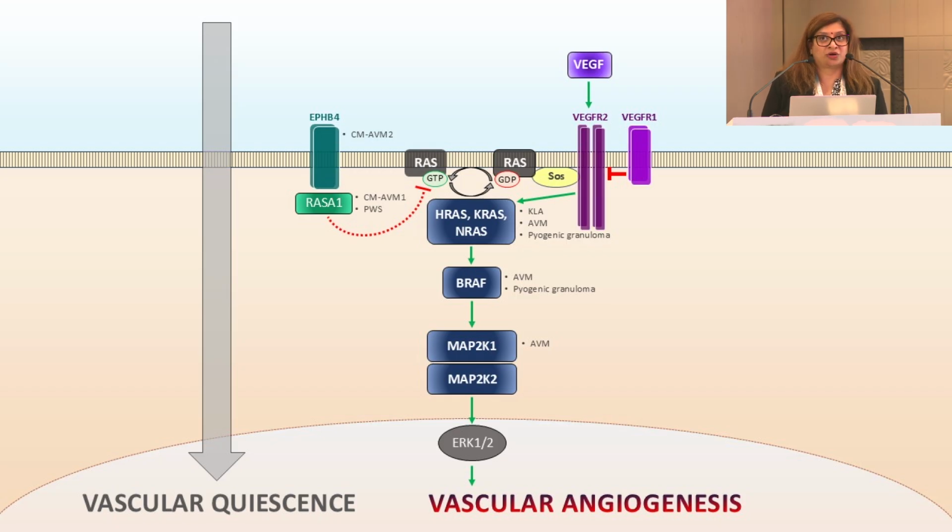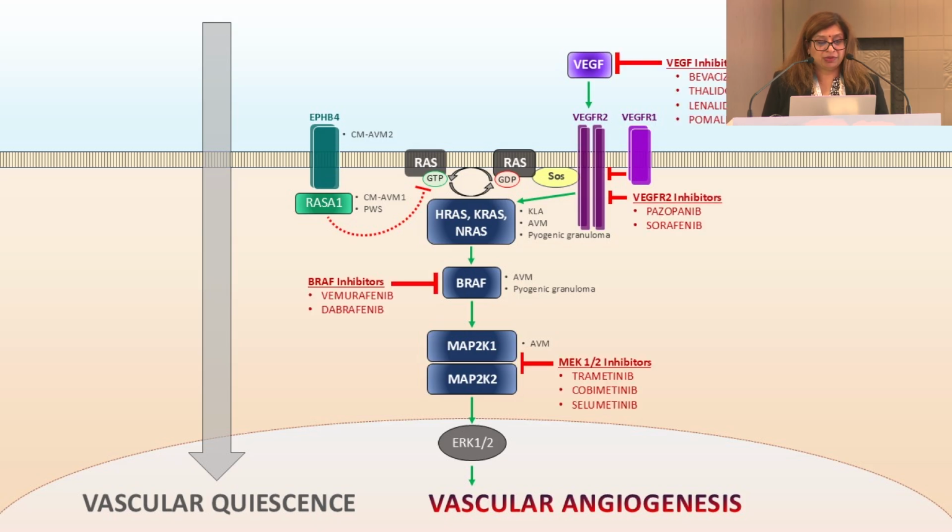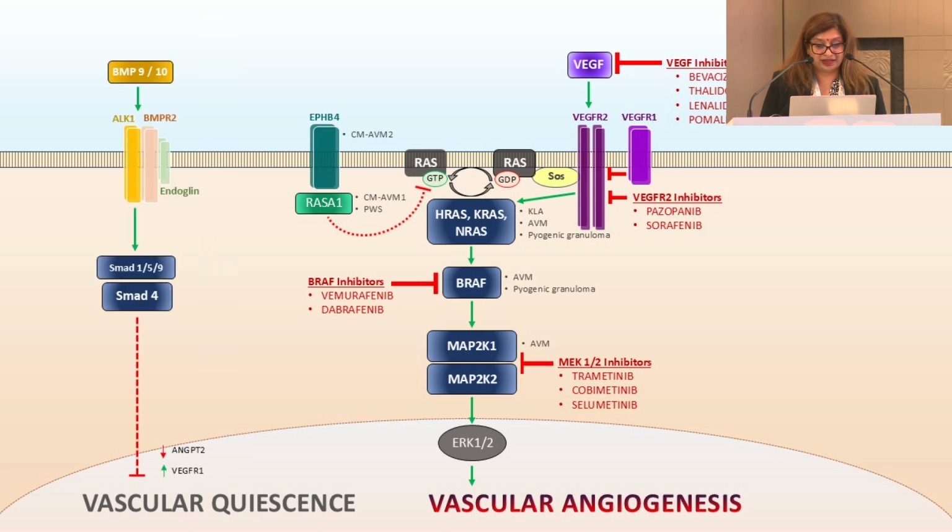Then we look at the vascular quiescence pathway, and that's telling everything to quiet down. Now, what if something happens along this pathway? Well, this is the SMAD pathway, and this is where you might see HHT patients. They probably have deregulation of this pathway. And sometimes an ALK1 activator can help to regulate that as well.